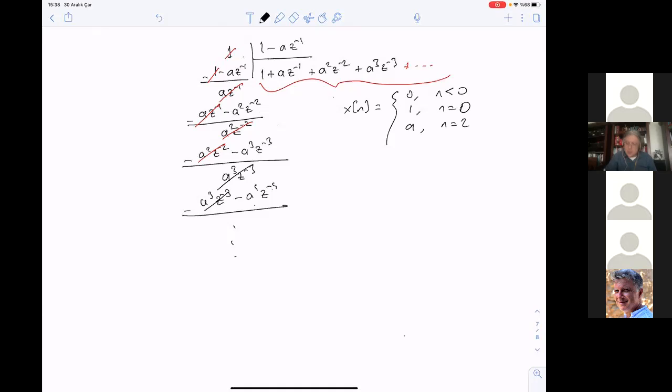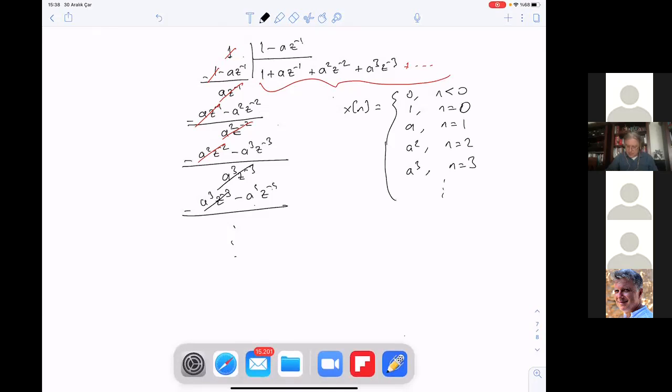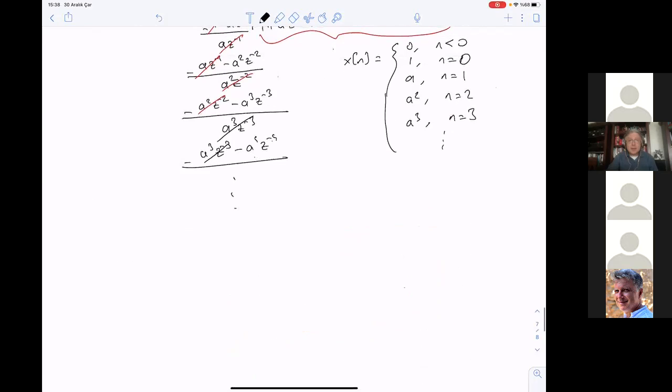Excuse me. 1 for n is equal to 0. A for n is equal to 1. A squared for n is equal to 2. A cubed for n is equal to 3. And going on like this. So now can I write it in a compact form? Yes, of course. X of n is equal to a to the power n for positive n only, of course. So for positive n, it's a to the power n times u of n. There you go. We found it.